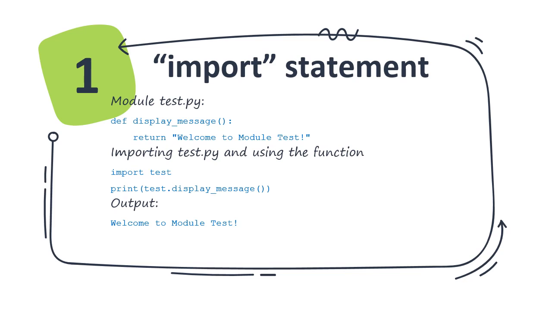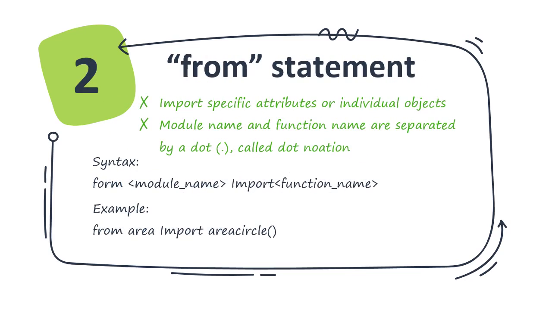Another way to add or import a module into your Python program is the from statement. It imports specific attributes or individual objects. The simple import statement imports all the content of the particular module, either functions or methods, with a single statement. Here the from statement imports specific attributes or a particular function into our Python program. Then the module name and function name are separated by a dot, a method called the dot notation. We have already discussed that dot notation method.